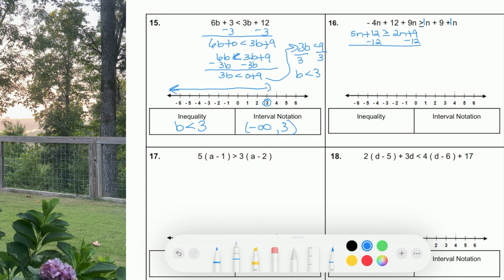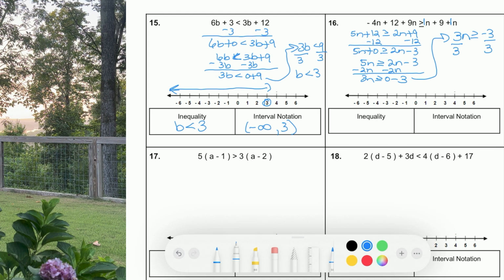I'm going to subtract 12 from both sides. I get 5n plus 0 is greater than or equal to 2n minus 3. Rewrite that. 5n is greater than or equal to 2n minus 3. Now I want to subtract 2n from both sides. That's 3n is greater than or equal to 0 minus 3. I'm going to come up over here, finish this out. 3n is greater than or equal to negative 3.